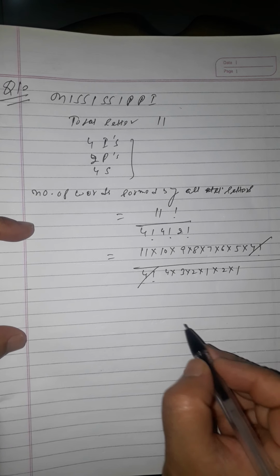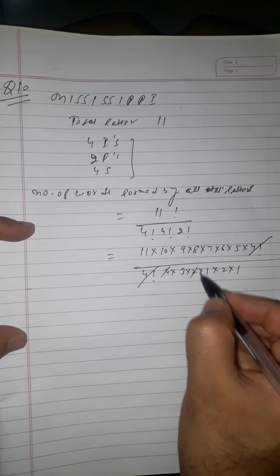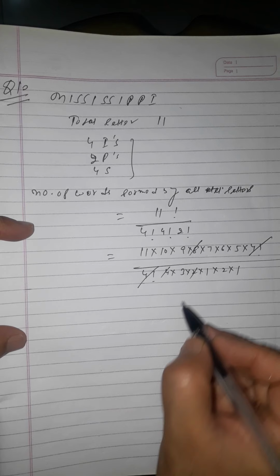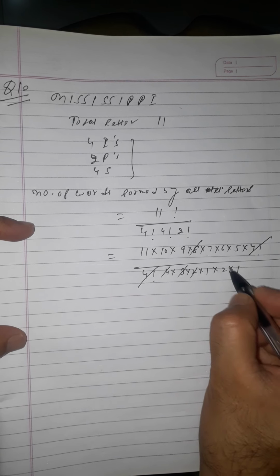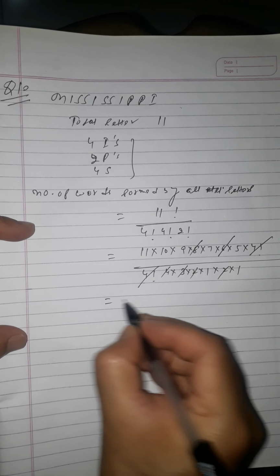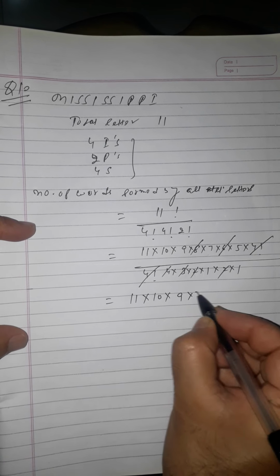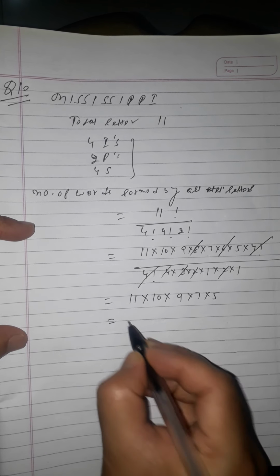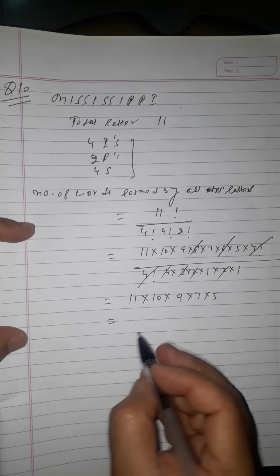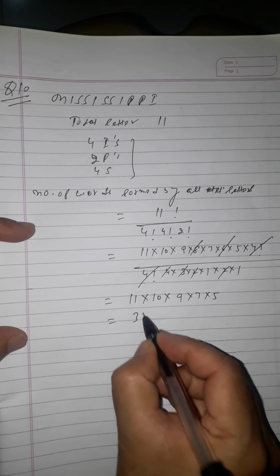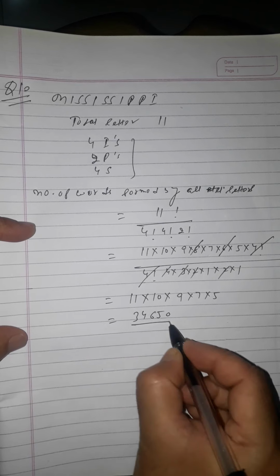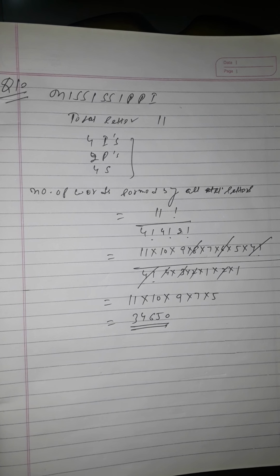This will cancel out, students. 4 2s are 8, 8 will also cancel out. Here 3 2s are 6, 6 will also cancel out. Now we will multiply 11 into 10 into 9 into 7 into 5, and it will come as equal to 34650. Right? These are the words formed by all the letters.